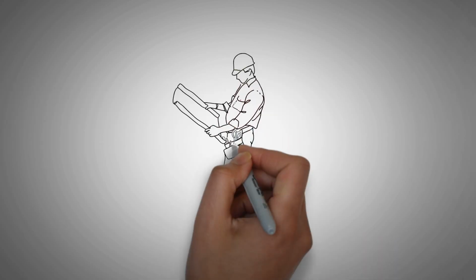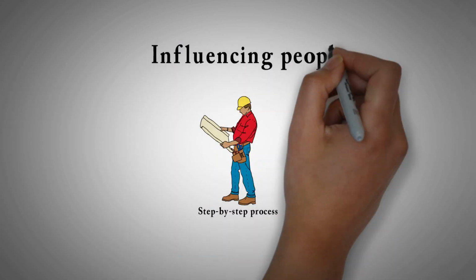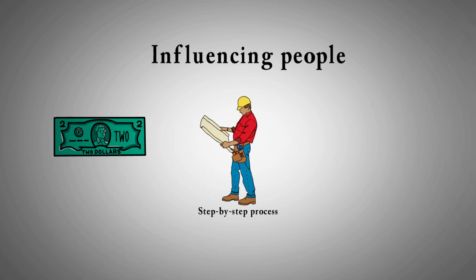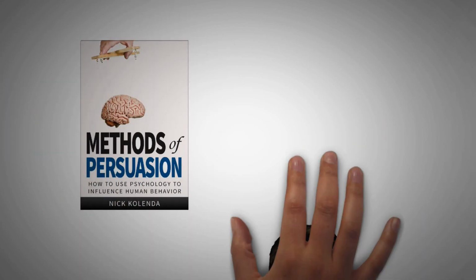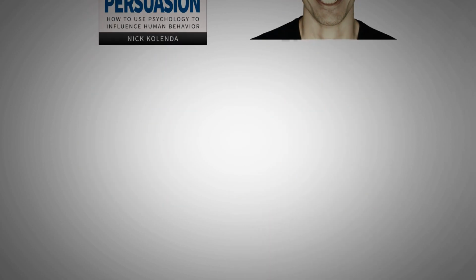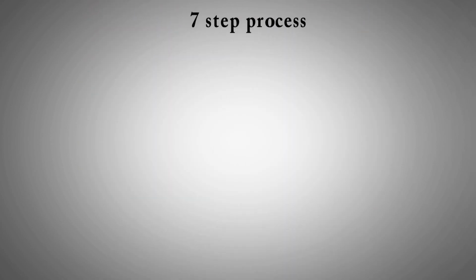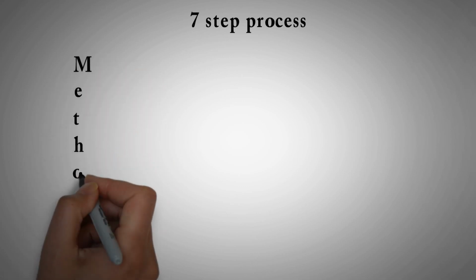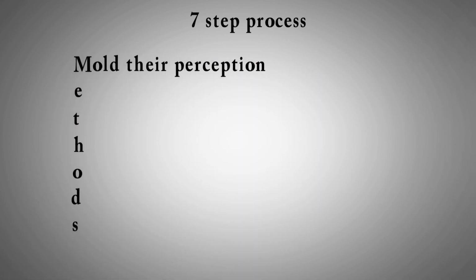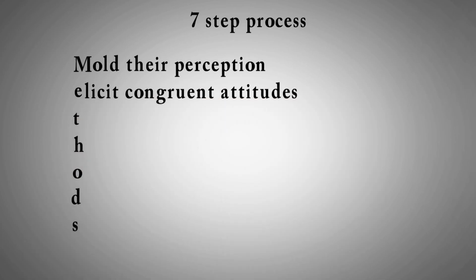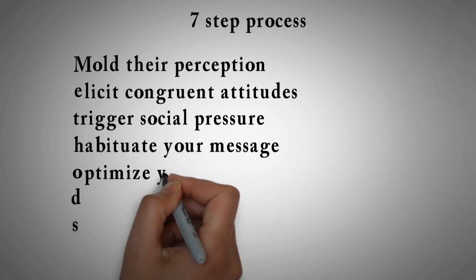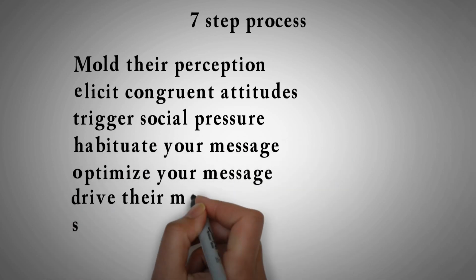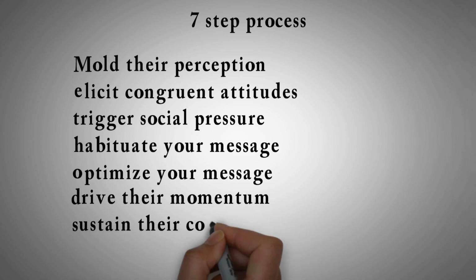Do you wish you had a step-by-step process for influencing people? Maybe you want to drive more sales for your business or get your kids to eat their vegetables. In the book Methods of Persuasion by Nick Lenda, he describes this as a 7-step process which can be remembered by the acronym METHODS. Mold their perception, elicit congruent attitudes, trigger social pressure, habituate your message, optimize your message, drive their momentum, sustain their compliance.